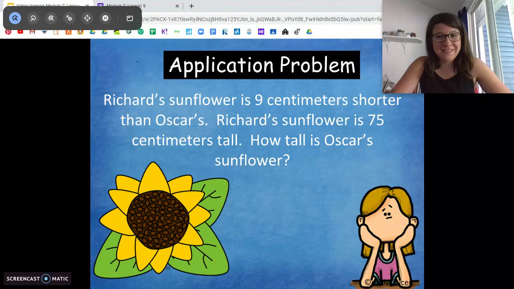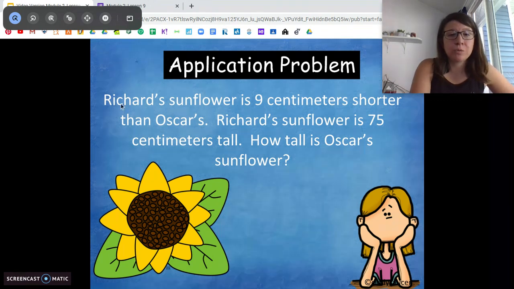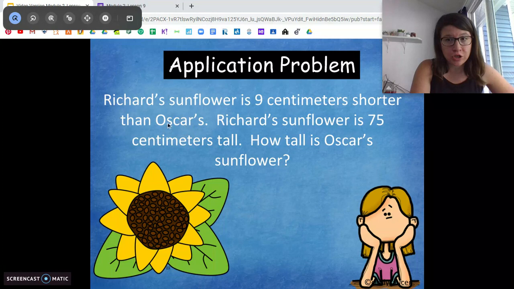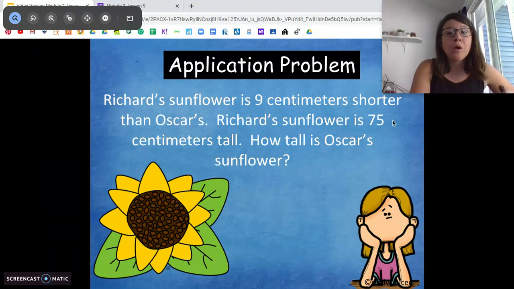What do you think? Good. Richard's sunflower is shorter. If we look at the first line of this word problem, it says Richard's sunflower is 9 centimeters shorter than Oscar's. So Oscar's is bigger than Richard's. So we have Richard's at 75. Are we going to add this 9 or are we going to subtract the 9?